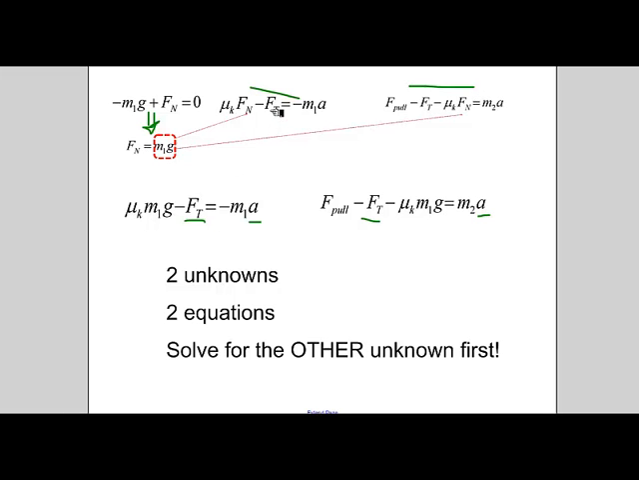Alright, so now I've reduced my number of unknowns to just 2, and I've reduced my number of equations to just 2. That's great. I know from algebra that if I have 2 unknowns and 2 equations, I can solve the problem.